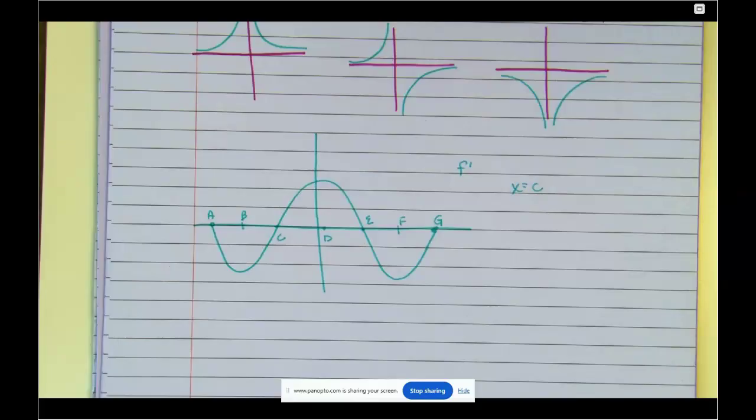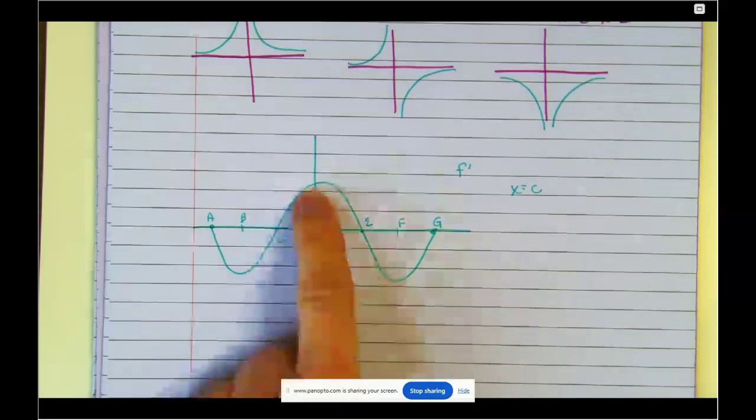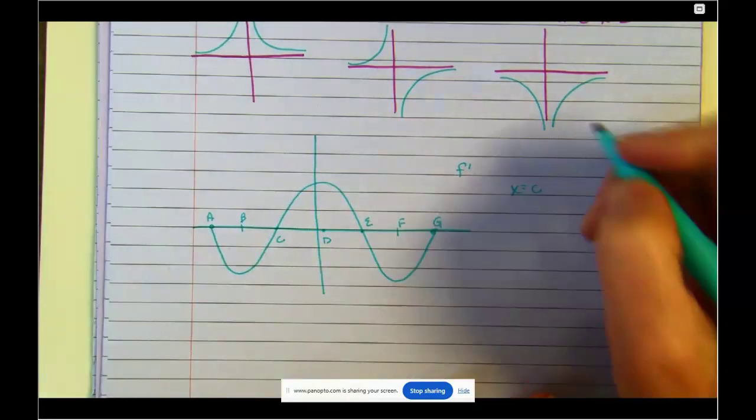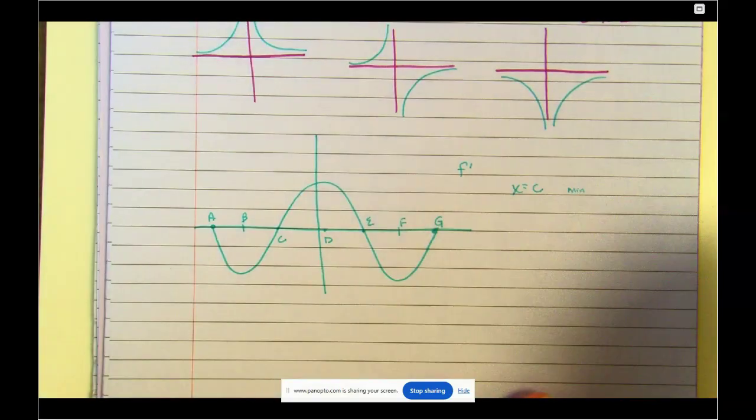Minimum. At c? No, C is negative on the left, right? So this is a minimum. There's a minimum at x equals c. Okay, and again, we know that.